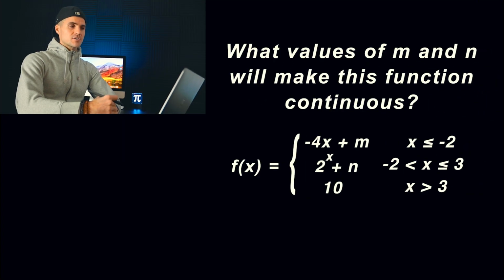Patrick here, moving on to the next example on the Unit 1 Advanced Functions test. This is another example dealing with piecewise functions. What we have to do is find the constants m and n. This piecewise function is going to be continuous.